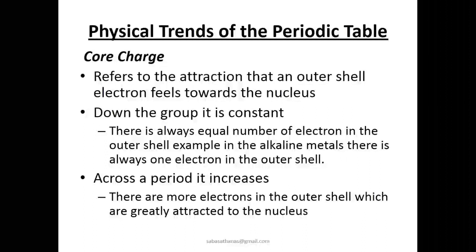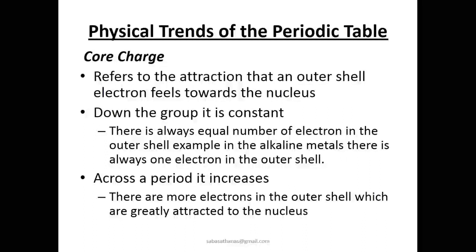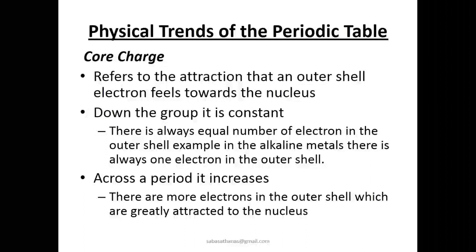Down the group, the core charge is constant. In group 1, for example, the outermost shell may contain only one electron. So down the group it is constant. There is always an equal number of electrons in the outer shells. For example, in the alkali metals there is always one electron in the outer shell.